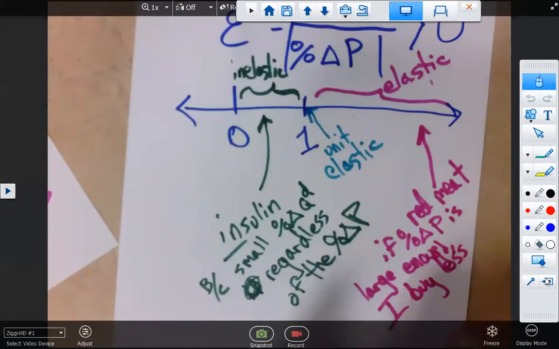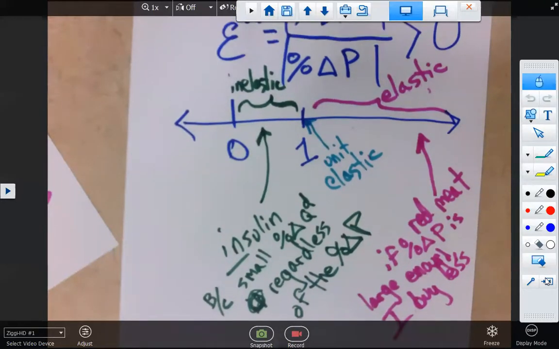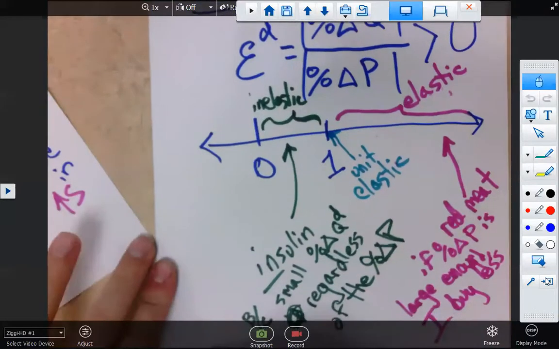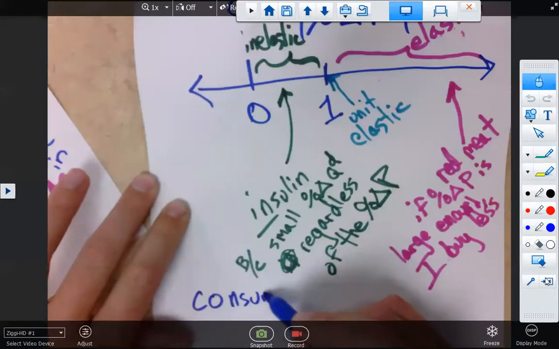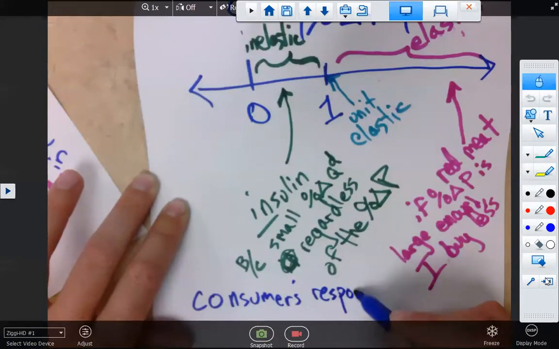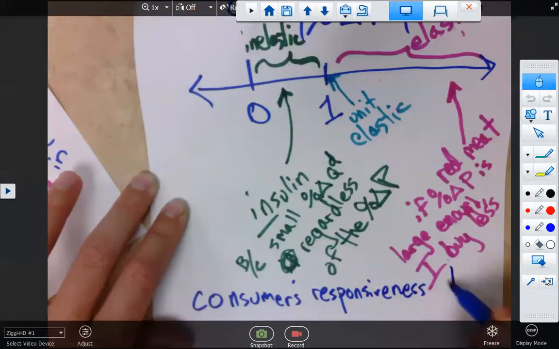It might not be red meat to you, it might be yogurt, soda, Cheez-Its, whatever. Could be movies, drinks, or car trips, right? As the price of gas increases, it'd be like, can't go to Rapid anymore, it's too expensive now. So it's different for everybody, and different for different time periods. At the end of the day, it really is just the consumer's responsiveness to a change in price.